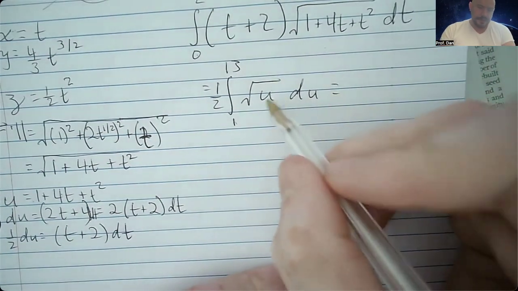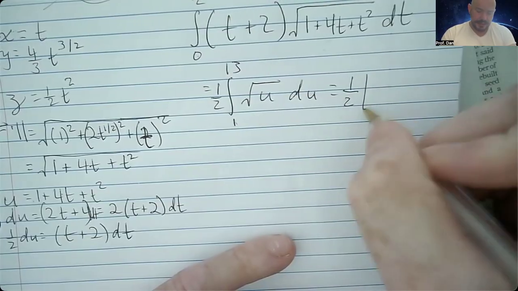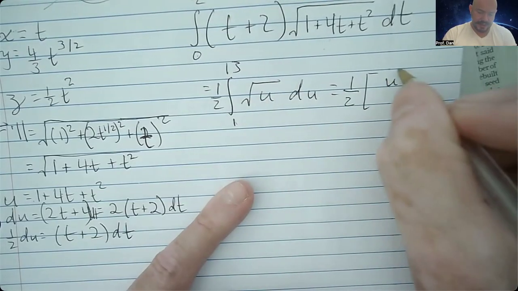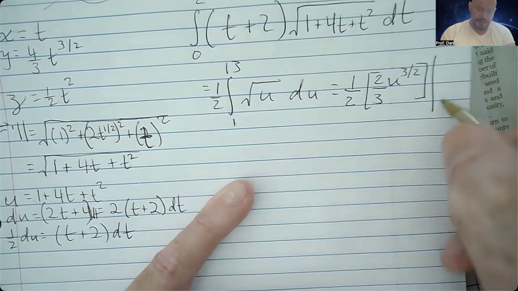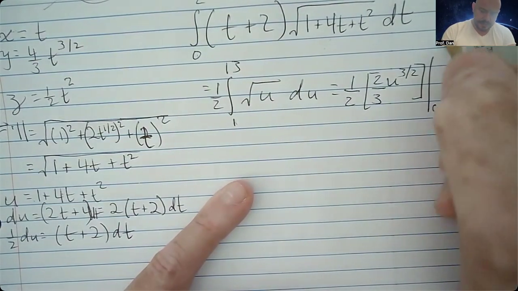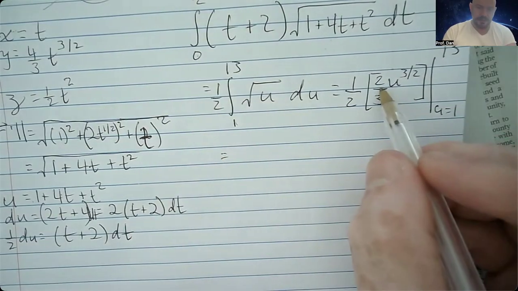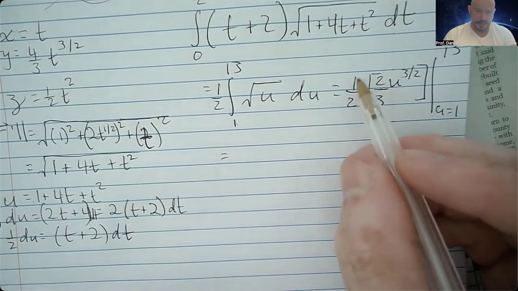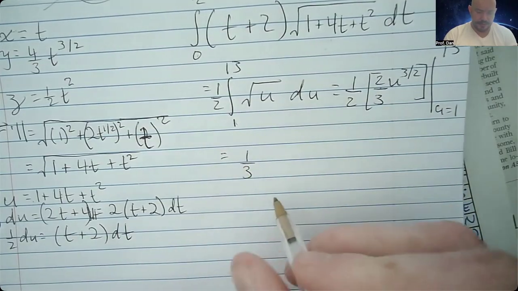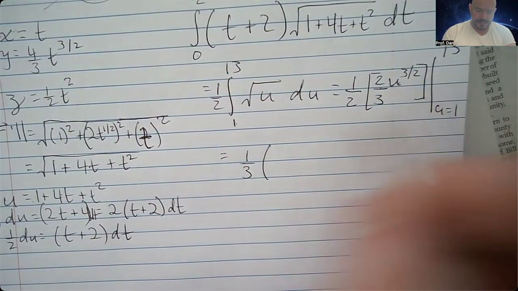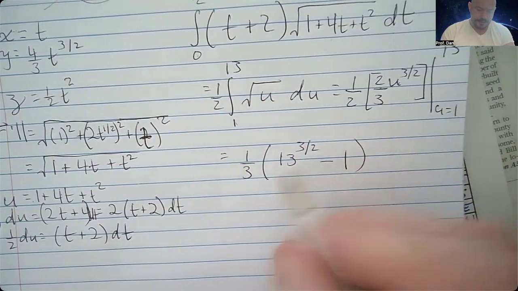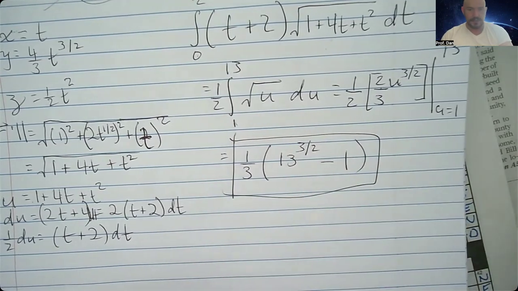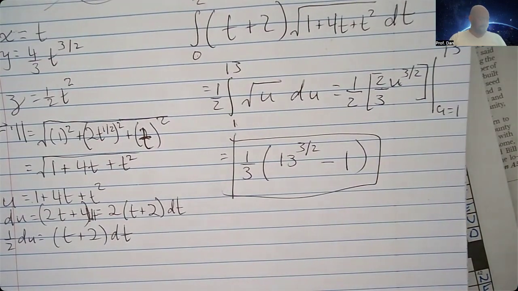All right, remembering that that's u to the 1/2, I know that I can add 1 to the power, so u to the 3/2, divide by the new power, that's equivalent to multiplying by 2/3. And then we're going to evaluate from u equals 1 to u equals 13. If I pull out the 2/3, this 1/2 times 2/3 will simplify to 1/3. Then if I plug 13 in, I get 13 to the 3/2. And if I plug 1 in, I get 1. So that is the value of that line integral. Pretty sweet.